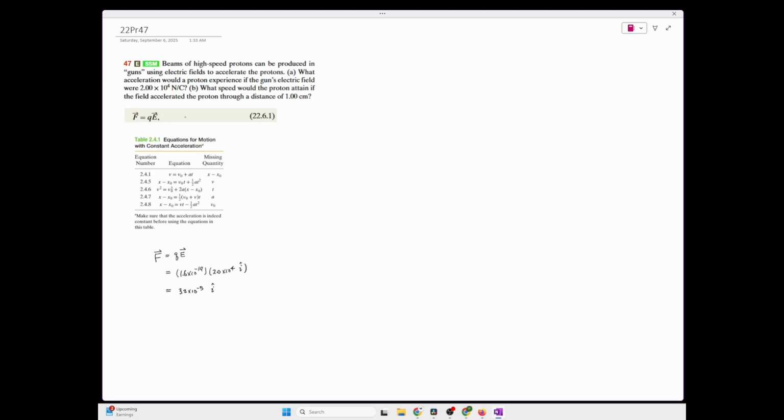Now, according to Newton's law, the proton would experience an acceleration. And we can calculate the acceleration by moving the proton mass to the right hand side. And that will be the answer for part A.